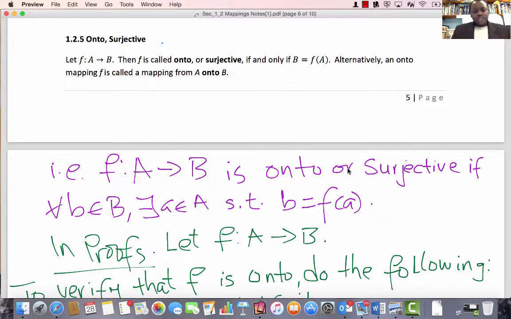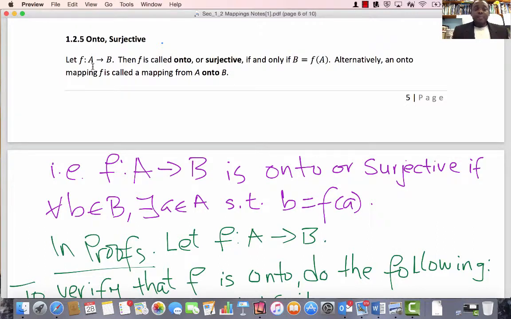Welcome to the second part of our lecture on section 1.2, mappings. Again, we are using the text Elements of Modern Algebra, 8th edition, by Gilbert and Gilbert. We will continue our lecture from subsection 1.2.5 on surjective mappings.